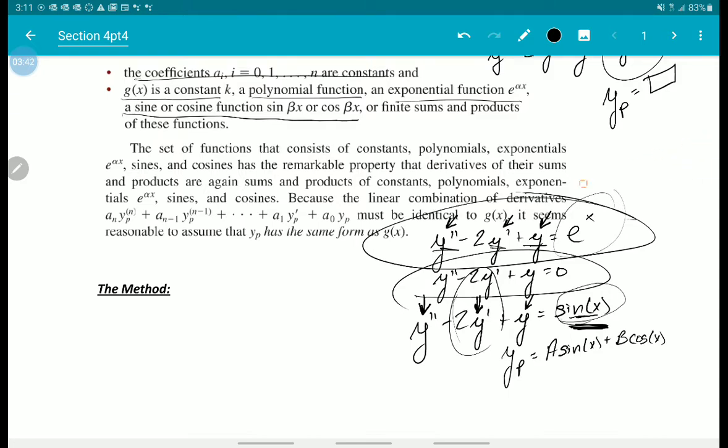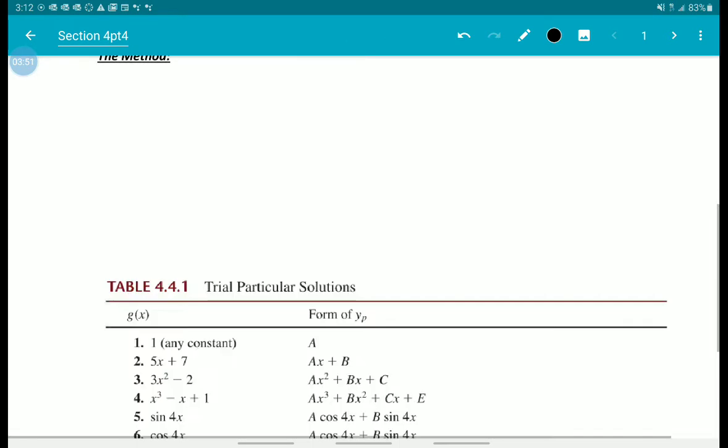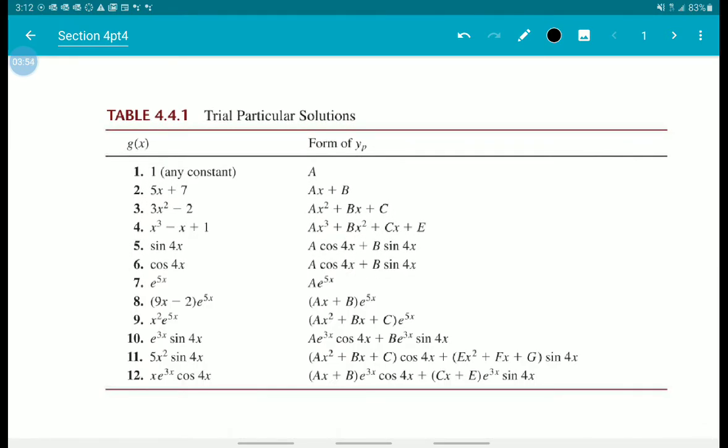So how can we come up with what this solution is going to look like, or what's a good educated guess? Well, there's a table I want to show you down below. And this gives you, for particular solutions, a good idea of what to try to perform this method. So let's say we have a constant like 1. Well, our y_p that we're going to try would just be the value A. We can write any constant in terms of A. If we have a linear function, we can write it as Ax plus B. Quadratics, we could try Ax squared plus Bx plus C.